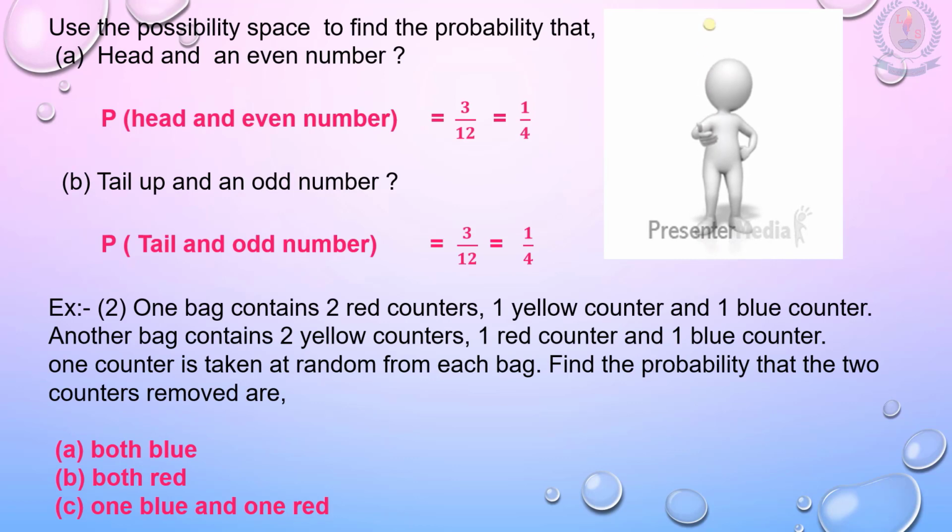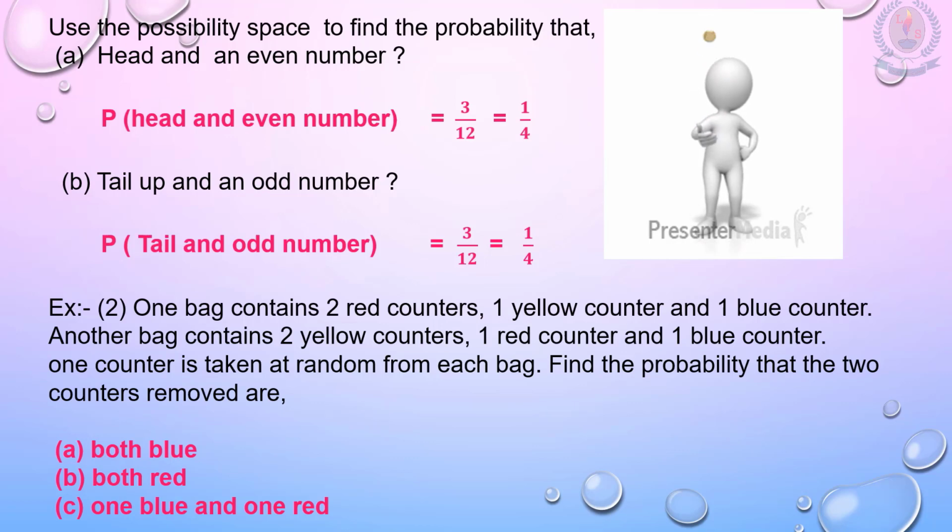Find the probability that you are getting head and an even number. Altogether there are 12 possible outcomes. So getting head up and getting an even number, there are 3 times we can get. So we can write the probability of that as 3 over 12. It's equal to what?